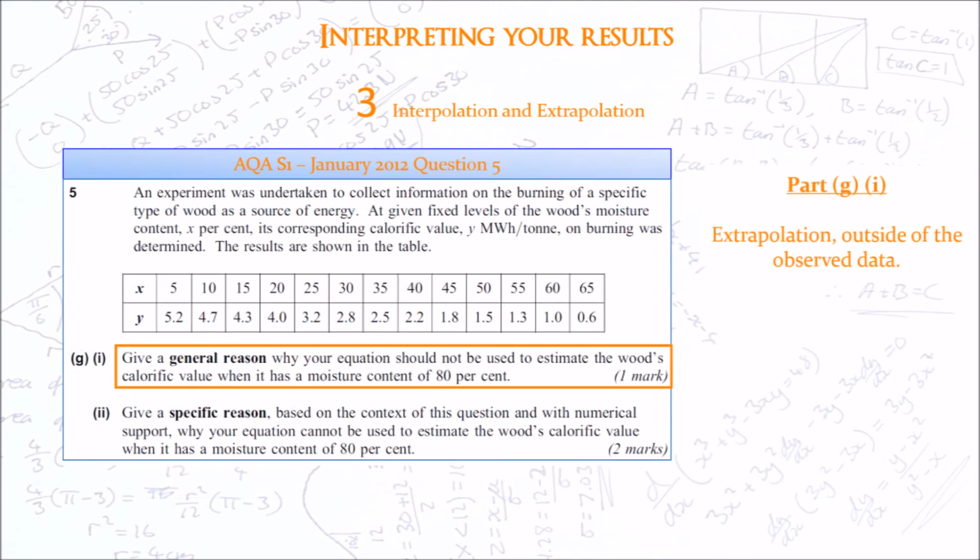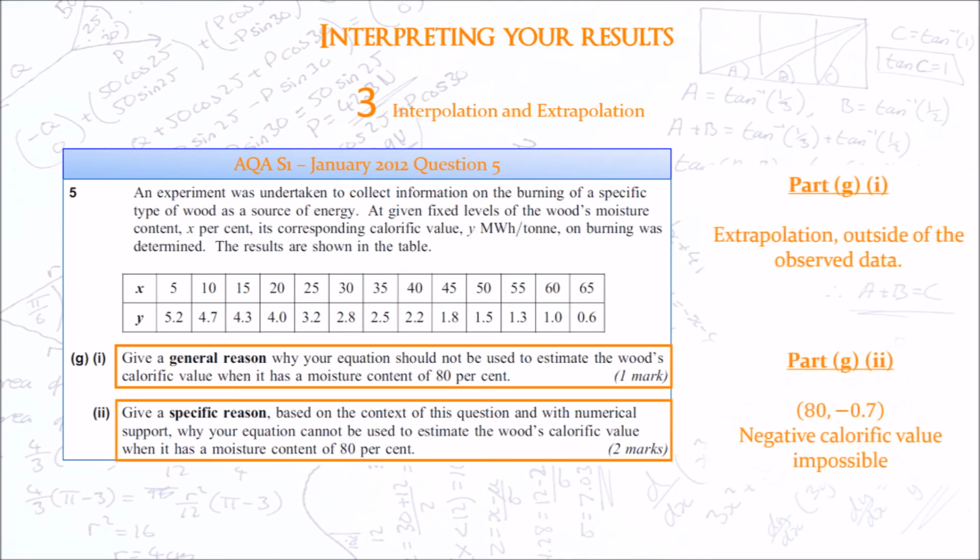So you can see here, give a general reason why your equation should not be used to estimate the wood's calorific value when it's got a moisture content of 80%. Now if we look at our x values there, it goes from 5 to 65. So the number 80 is outside of our data set. So this means it is an extrapolation.